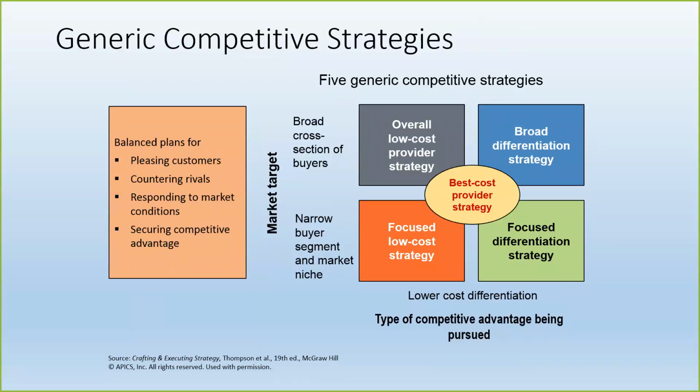Now, again, I'm showing you this slide. When we look at it and we review it, something you may not have noticed the first time I showed it to you is that it's broken down into 4. Well, let's go through them first of all. We've got an overall low-cost provider strategy. We've got a focused low-cost strategy. We've got a broad differentiation strategy, focused differentiation strategy, and then in the middle is a hybrid version of that, our best cost provider.